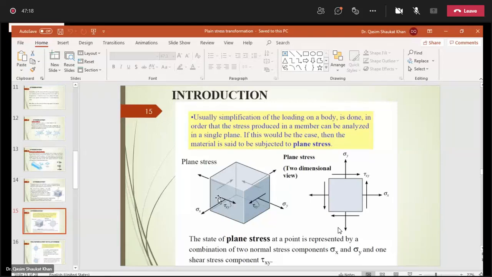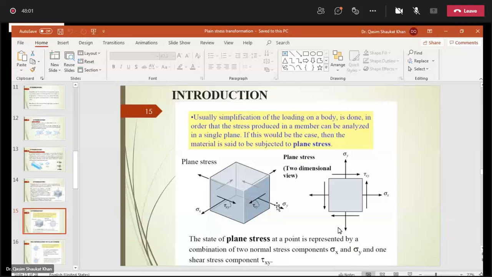On this face, you have the normal stress sigma x, which is acting in the direction of the x-axis. This plane is x, and the direction of the stress is also in the x direction. So sigma xx is our normal stress. The shear stress is tau xy, because x represents the plane and y represents the direction. So the direction is this y-axis. There is no shear stress in the z direction because we have simplified our case from three-dimensional to two-dimensional.